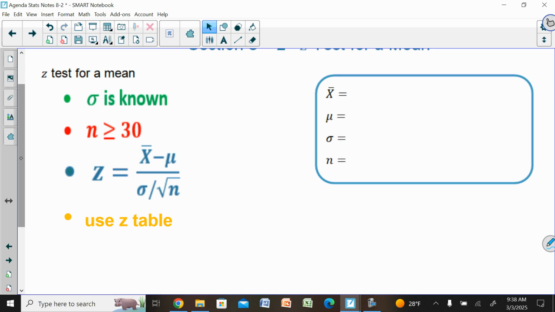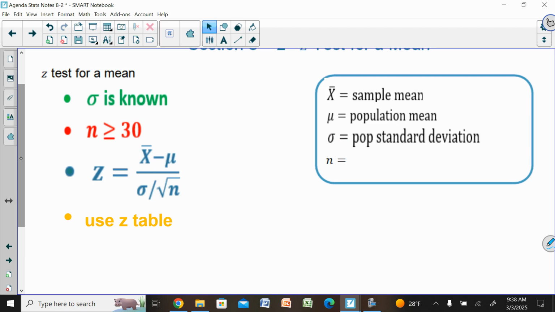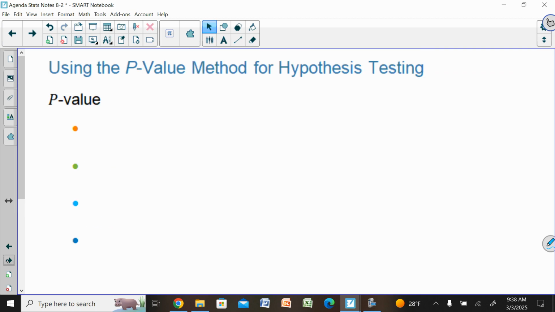Just to refresh your memory, over on the right-hand side here, we know that x bar is our sample mean. We know that mu is our population mean, so we're making a decision about mu based on our x bar. We know that sigma is our population standard deviation, and of course, n is our sample size. All right, so this is the big thing on this page right here. Make sure you highlight that or mark that down. We're going to use that calculation.